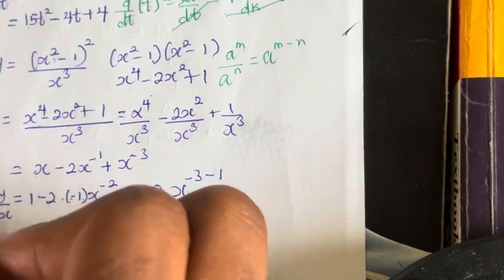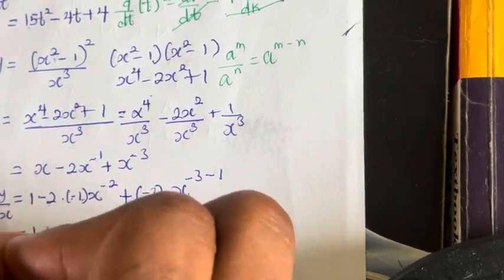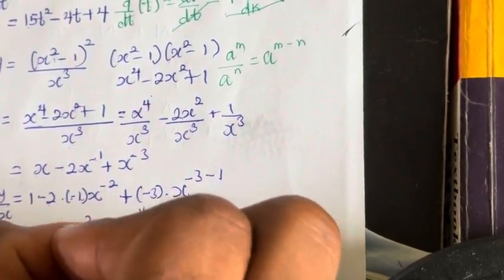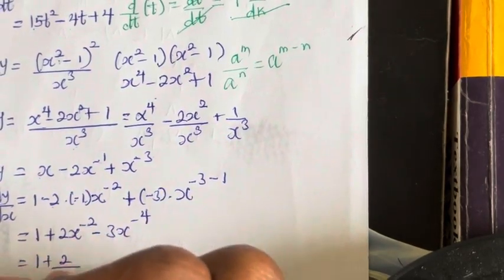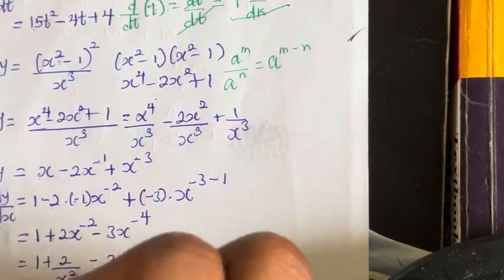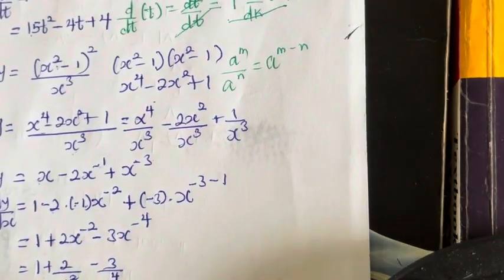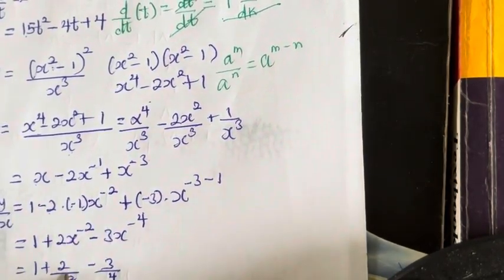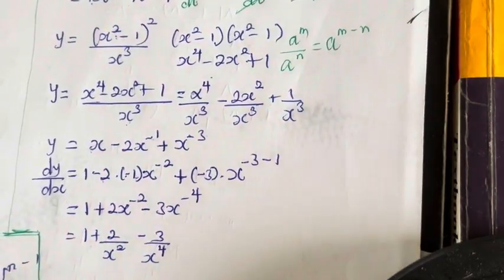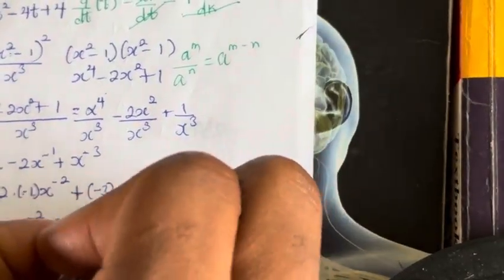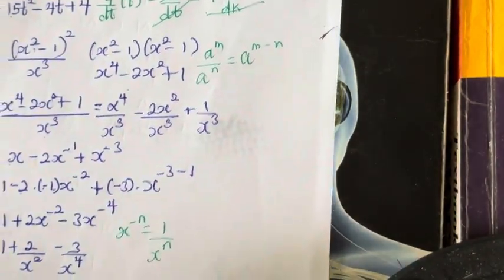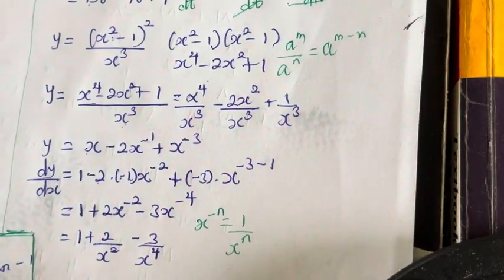2 times 1 is 2, x to the minus 2. Plus times minus is minus 3, x to the minus 4. And this will be 1 plus 2 over x squared minus 3 over x to the 4. This will be our final answer. 1 plus 2 times x to the minus 2, which is the same thing as 1 over x squared, using the negative index law, which states that x to the negative n is equal to 1 over x to the n. I hope you got that. So that is just how it is.